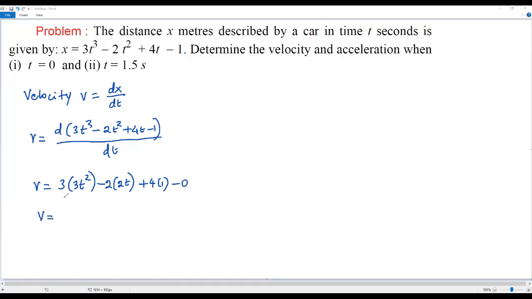Okay, let's simplify this. 3 times 3t square is 9t square. Negative 2 times 2t is negative 4t, positive 4. Okay, now I got the velocity. Now let's find the acceleration.